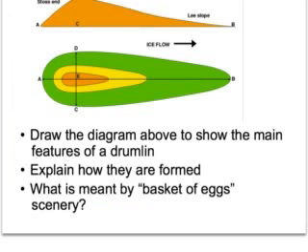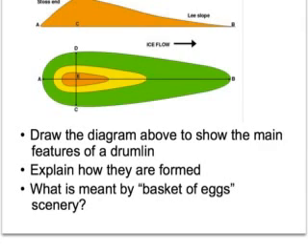So what I would like you to do is to draw this diagram to show the main features of the drumlin. And you can see here we've got a steep, what we call stoss end, S-T-O-S-S, and then a gentle lee slope. And they look like eggs with a kind of more rounded end and a more streamlined end down here. Explain how a drumlin is formed. It's formed from ground moraine and a glacier moving over it and streamlining and reshaping the material.